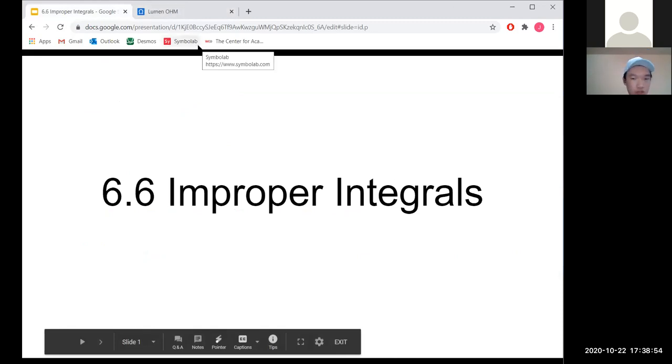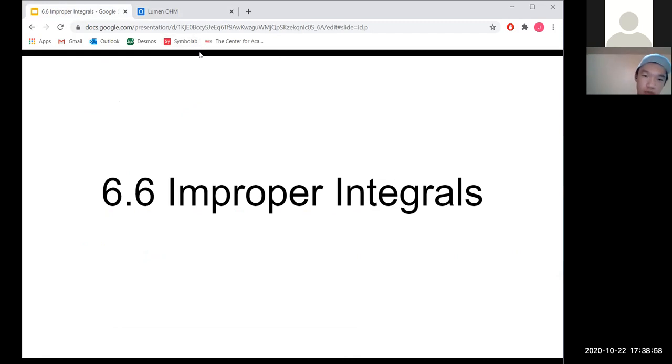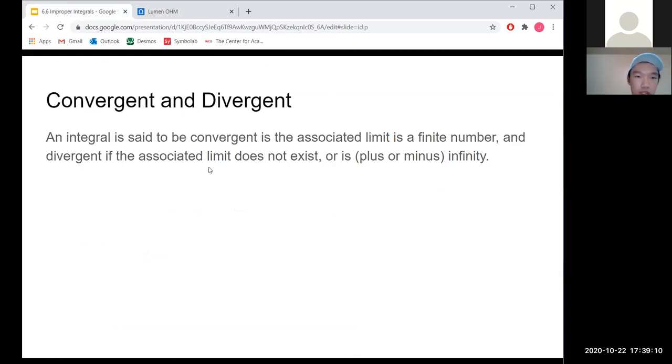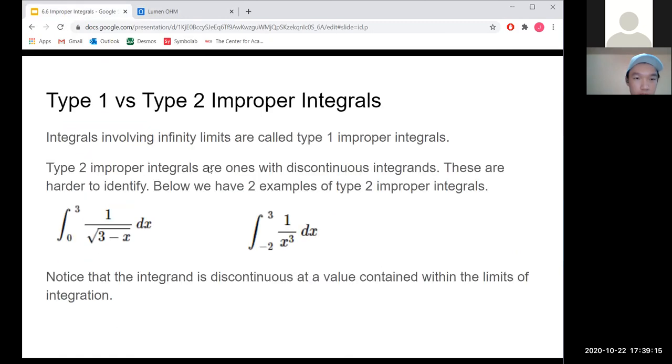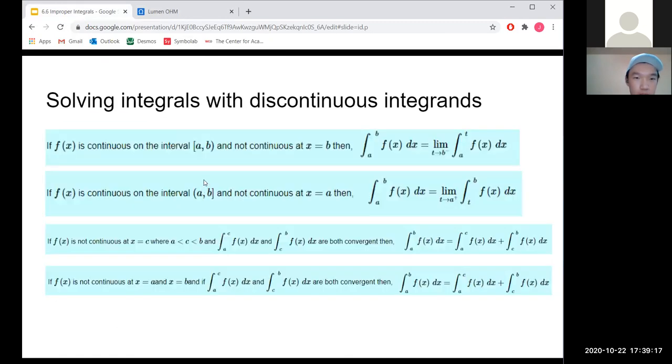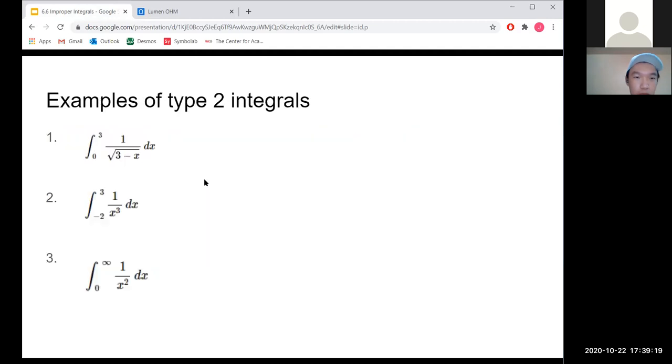In that case, if anyone else doesn't have any further questions, we'll continue with 6.6. And we'll definitely finish early today because we only have a few more slides. How far did we get yesterday? Let me see. We did this. Okay, so this was the last slide we did last time: examples of type 2 integrals.